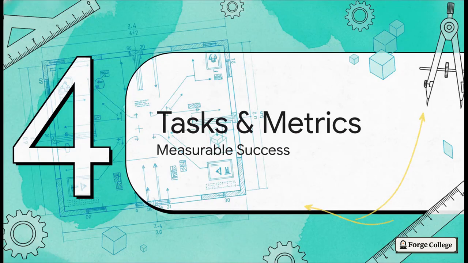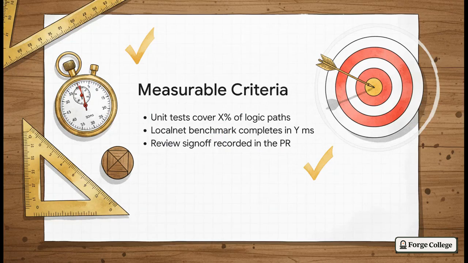Which brings us to Section 4, Tasks and Measurable Success. Because honestly, the most beautiful blueprint in the world is completely useless if the crew doesn't know how to measure a straight line, right? We have to define what success actually looks like. Please, banish vague phrases like mostly tested or seems fast from your vocabulary. Those are just terrible. Good, measurable acceptance criteria look like this. Unit tests cover X% of logic. Local net benchmark completes in Y milliseconds, or review sign-off recorded in PR. These concrete metrics are objective, undeniable, and they will easily pass peer and instructor review.